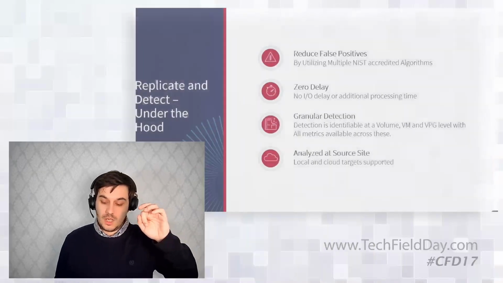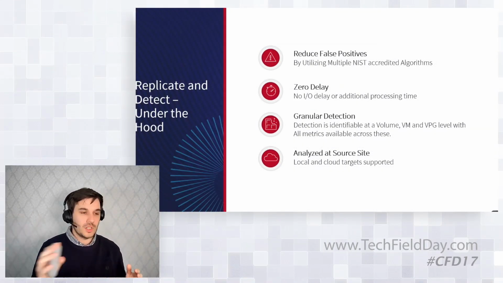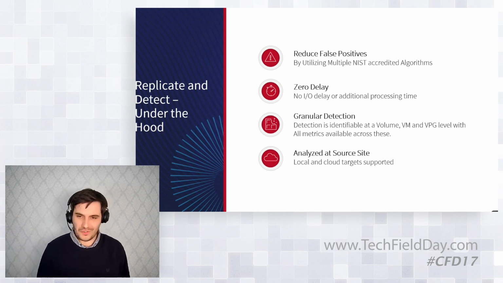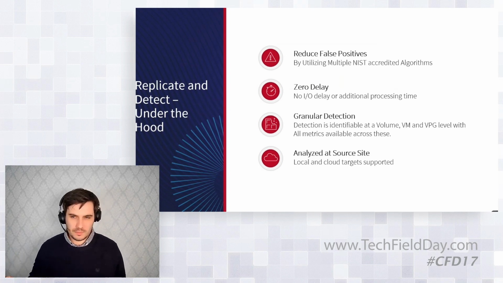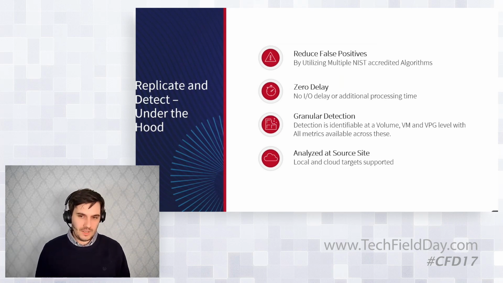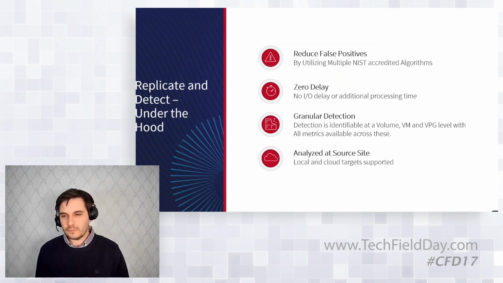We have zero delay. We're not delaying the I/O either from the VM to the storage array or from the Zerto replication, so from VRA to VRA there is no additional processing time, or any that there is, is absolutely minimal. You won't even notice that. It's not as if your RPO is going to go from 5 seconds to 5 minutes because you've turned on encryption analyzing. Really important that we're not actually intercepting anything anywhere. And I have a little diagram in a sec just to show you the flow.